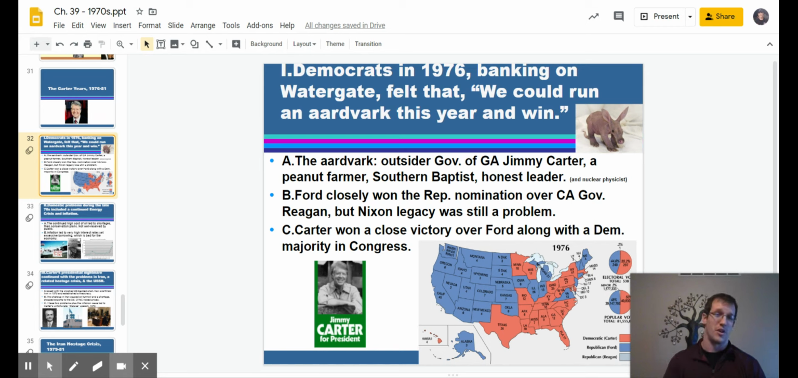His own party says, we could run an aardvark, we could literally run anybody, and still probably win. Now, Carter, as it says there, is the former governor of Georgia. He's a peanut farmer and a Southern Baptist, a very honest leader, and you can read more about his beliefs, both his religious beliefs and his political beliefs. You can glean that a little bit from the chapter of the book that I'm having you read. He's also a nuclear physicist, so he's obviously incredibly intelligent.